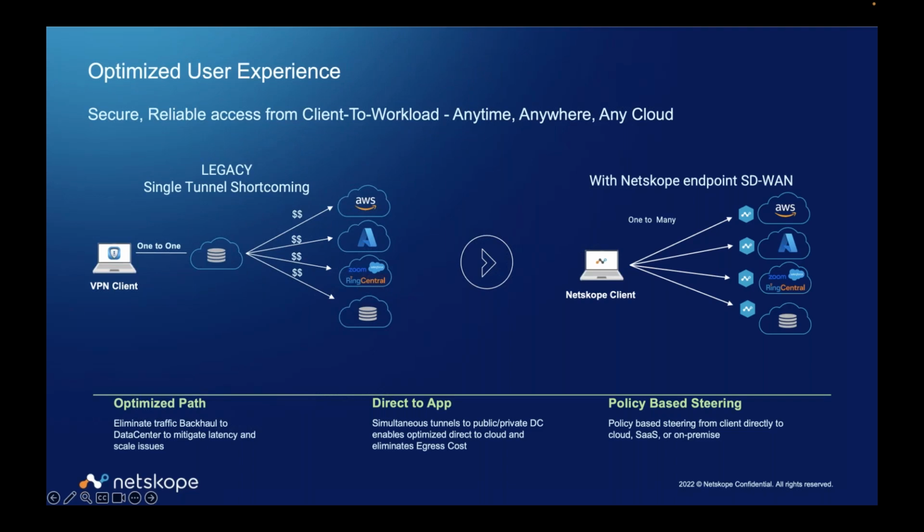It's a really optimized path, ensuring that our connectivity is directly to the application to reduce latency, and then an intelligent routing decision takes place on that endpoint client to ensure that the right traffic goes to the right location in the shortest possible path.